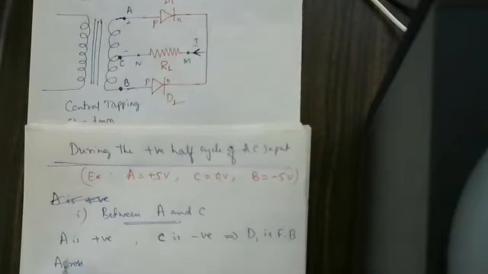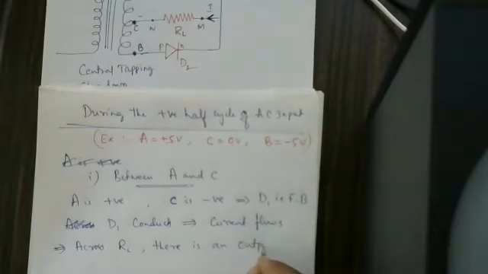With forward bias, the diode is conducting and there is a flow of current. D1 conducts, and as D1 conducts, current flows. As current flows here, it implies there is a voltage across RL. There is an output voltage. Therefore, you are going to get an output voltage here.